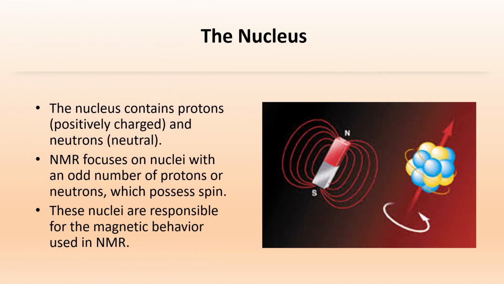At the core of NMR is the nucleus, the tiny center of an atom. The nucleus contains protons, which carry a positive charge, and neutrons, which have no charge. NMR specifically focuses on nuclei that have an odd number of protons or neutrons. Why is this important? Because these nuclei exhibit a property called spin. Spin is a fundamental quantum characteristic that gives these nuclei a magnetic moment, which is crucial for interacting with external magnetic fields, making NMR possible.